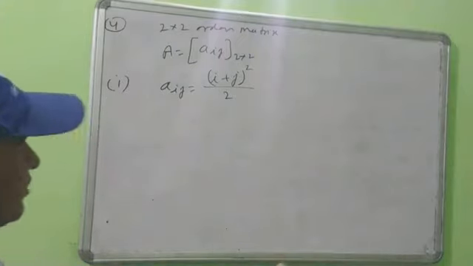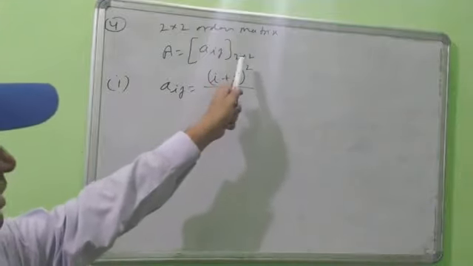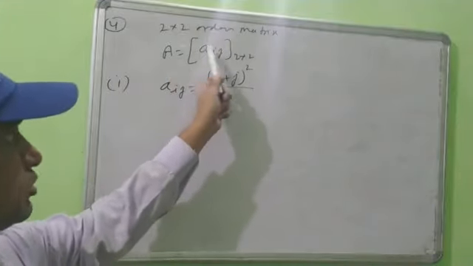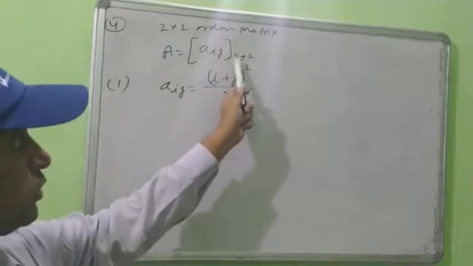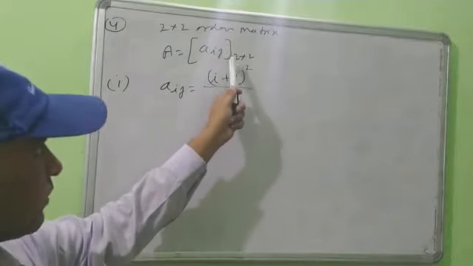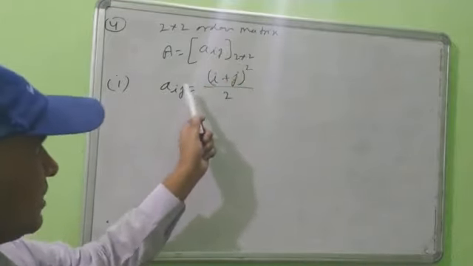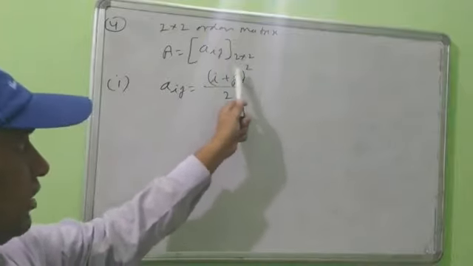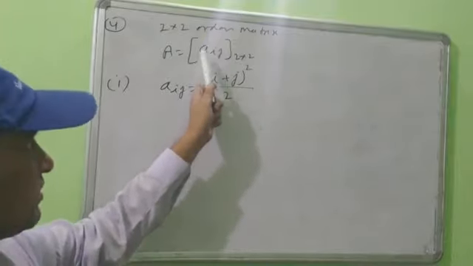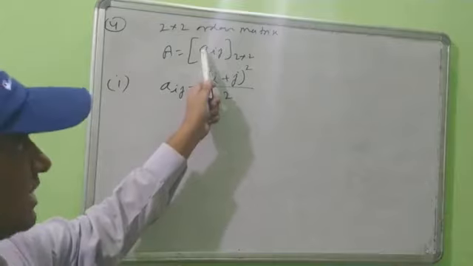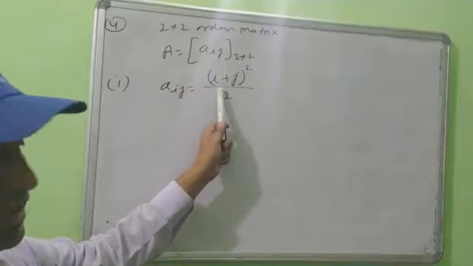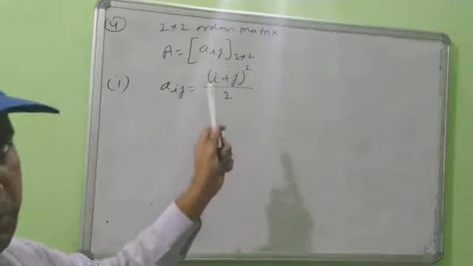So now first look at this question. You will construct the matrix. This matrix you will construct here is a 2 into 2 order matrix. For what value of the Ij? This is the given identity. You will put the particular value of the Ij in this identity, then find the value of the matrix.